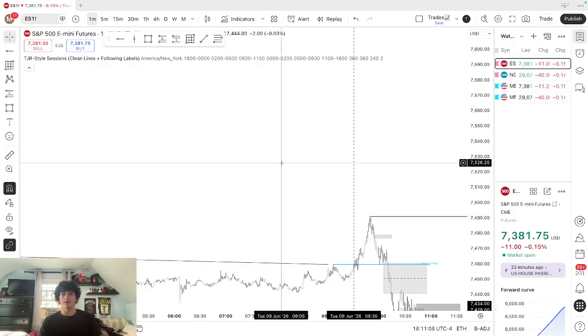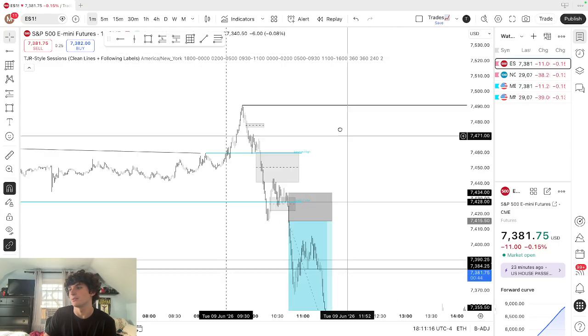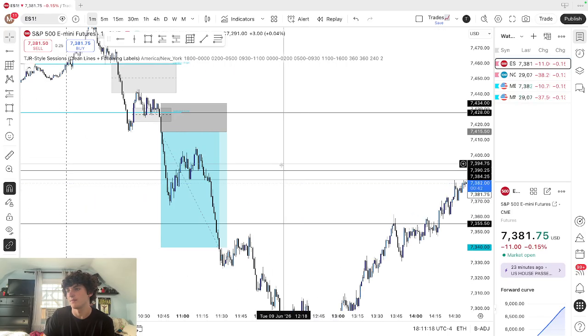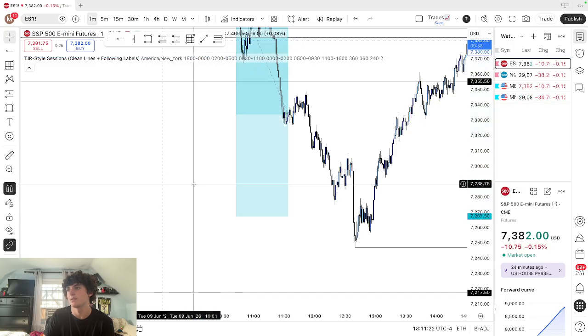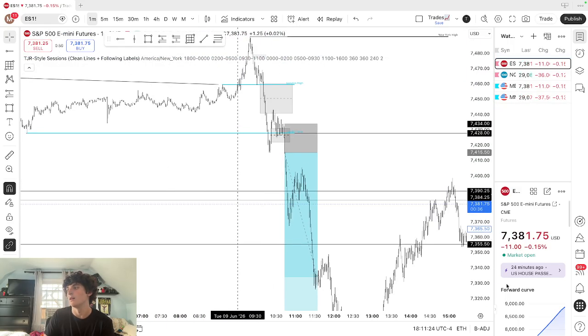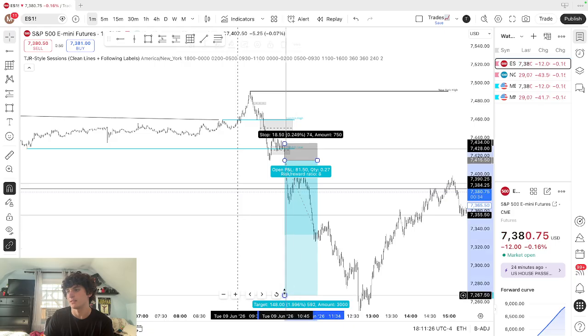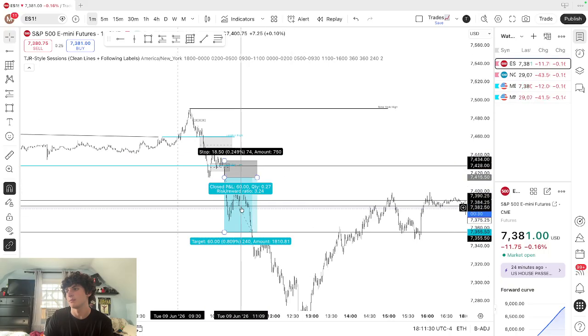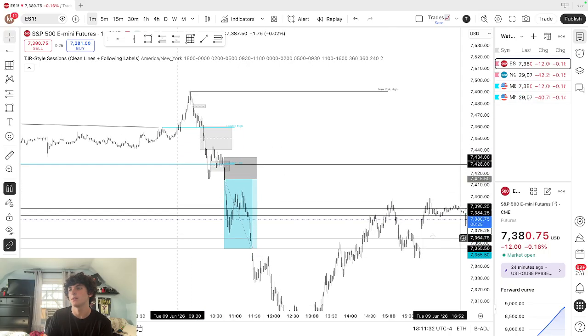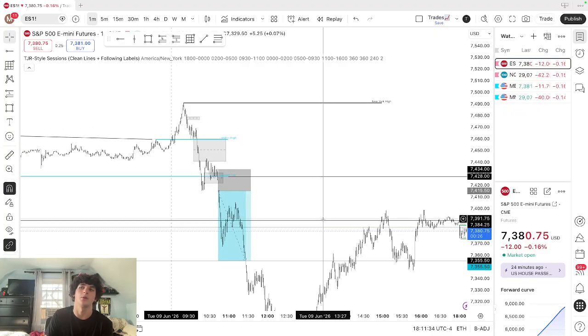I missed the move because I was in math class. Yeah, math class sold the trade today. So this would have been the trade today. Probably could have taken it down to other draws on liquidity, but this is what I had marked out. So this would have been the trade today. It would have been a 1 to 3.2 risk to reward.